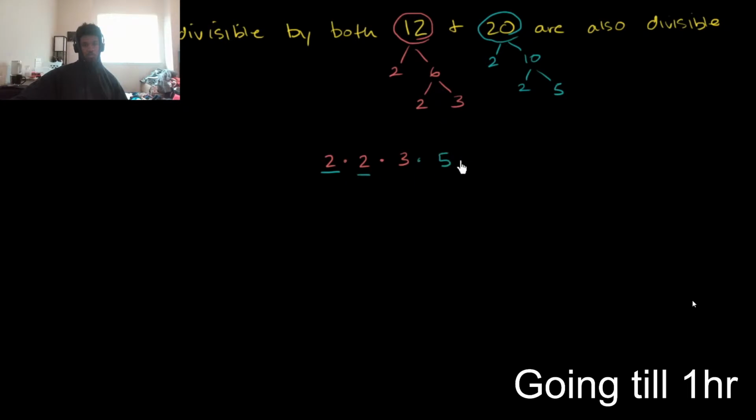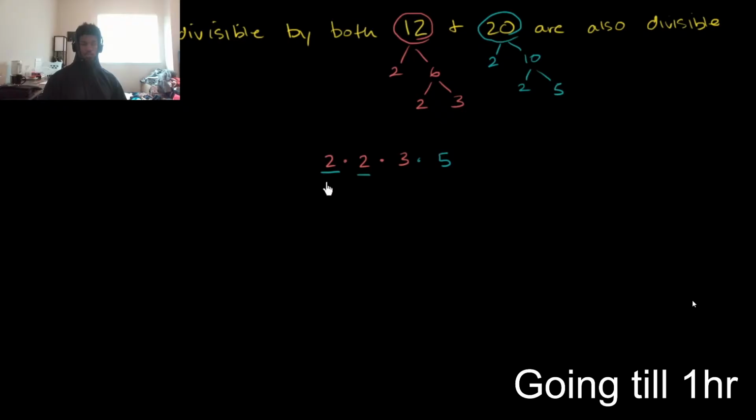And you can verify this for yourself, that this is divisible by both. Obviously, if you divide it by 20, let me do it this way. Dividing it by 20 is the same thing as dividing it by 2 times 5. So the 2's are going to cancel out, the 5's are going to cancel out. You're just going to have a 3 left over. So it's clearly divisible by 20.